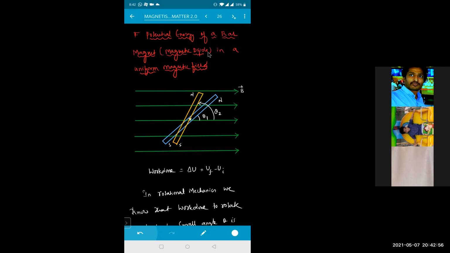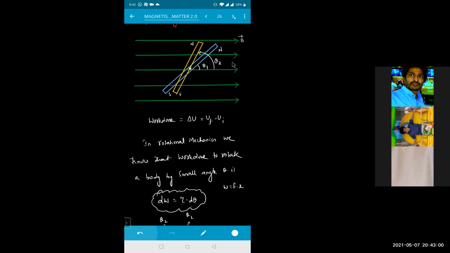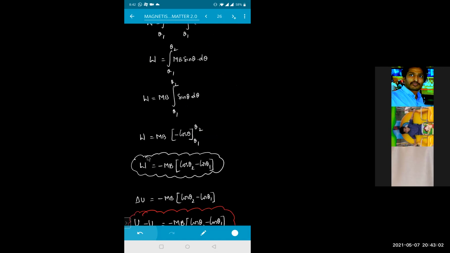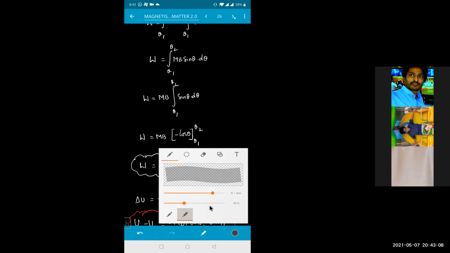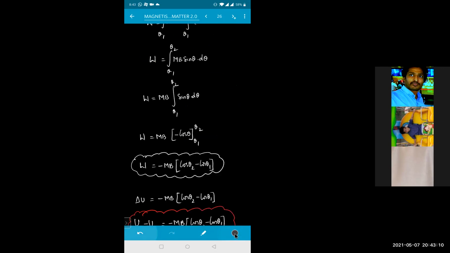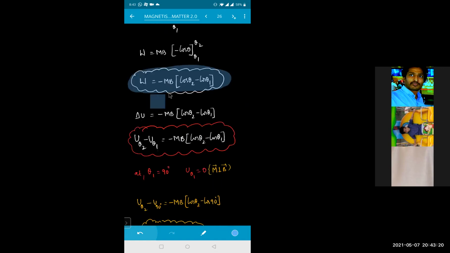The next one is work done in rotating a bar magnet, the potential energy of a bar magnet in a uniform magnetic field. When a bar magnet is rotated in a uniform magnetic field, the work done in rotating is calculated by the formula W is equal to minus MB into (cos theta 2 minus cos theta 1), which is really very important for your competitive examinations. Okay, sir. If I remove this minus sign, this will become cos theta 1 minus cos theta 2. So don't get confused with that one.